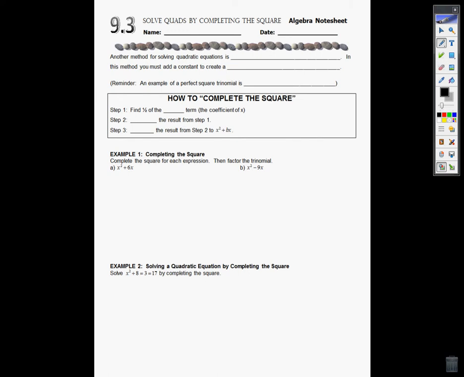Hola everybody! So today we're going to learn about 9.3, solving quadratics by completing the square. And how we're going to do that is going to be extremely fun, and you're going to love it, and you're going to be laughing and smiling the whole way. It's going to be awesome. So another method for solving quadratic equations, like I just said, is completing the square.